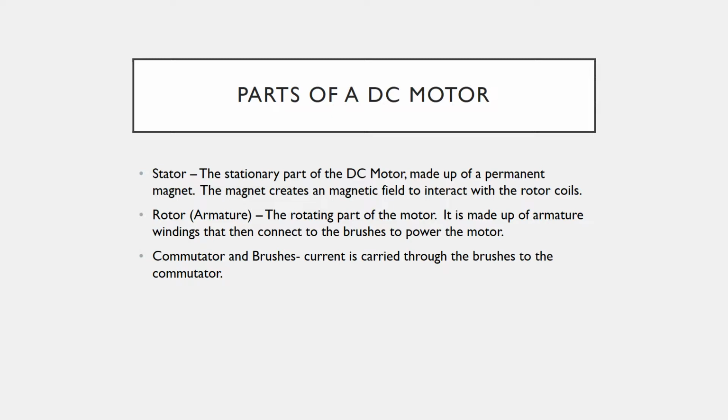The stator is the stationary part of the DC motor. It's made up of a permanent magnet. The magnet creates a magnetic field that is going to interact with the rotor coils once a current is running through the rotor coils. The rotor, or armature, is the rotating part of the motor. It's made up of armature windings that are connected to the brushes and commutator rings that power the motor. Just as I said, the commutator and brushes are what carry the current from the DC battery into the rotor. Now, once a current is applied to the rotor, Lorentz law is going to take effect and the motor is going to start rotating.